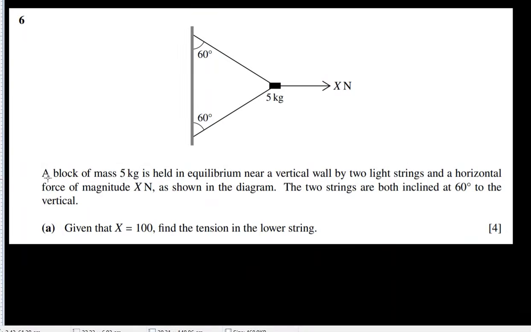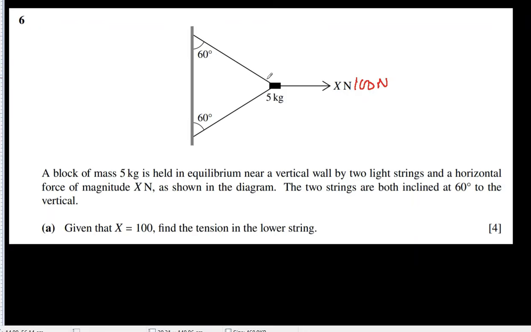In question 6, a block of mass 5 kg is held in equilibrium near a vertical wall by two light strings and a horizontal force of X newtons, as shown in the diagram. The two strings are both inclined at 60 degrees to the vertical. Given that X is 100 newtons, find the tension in the lower string.